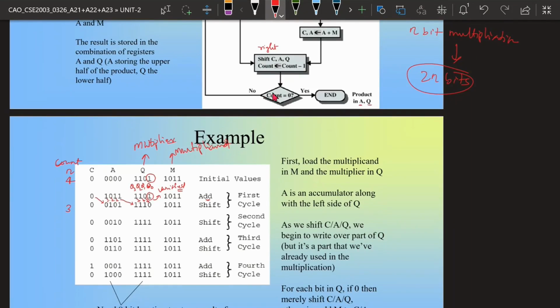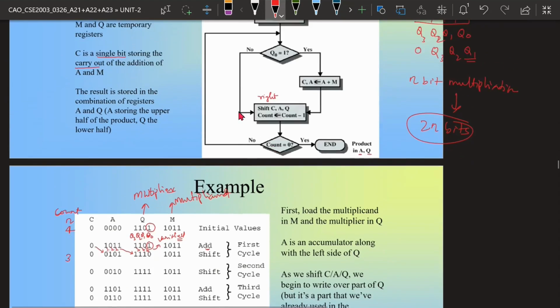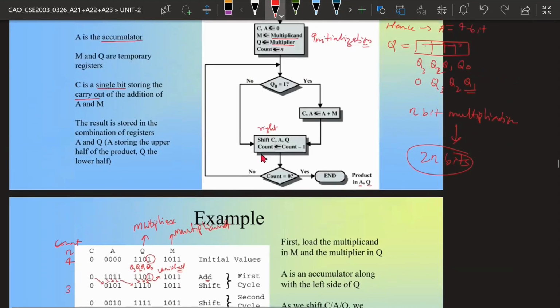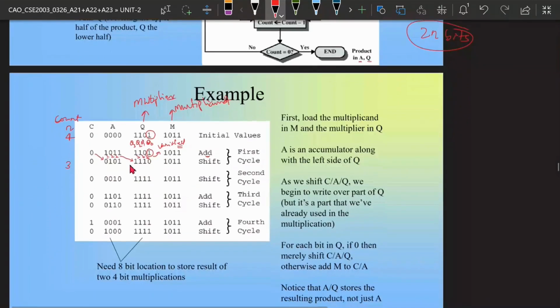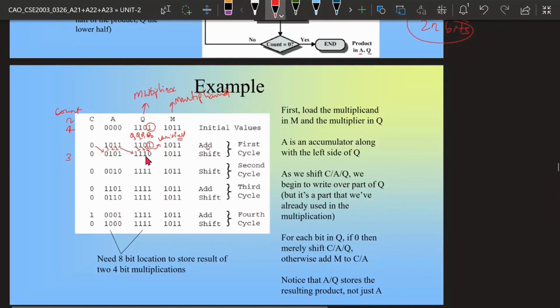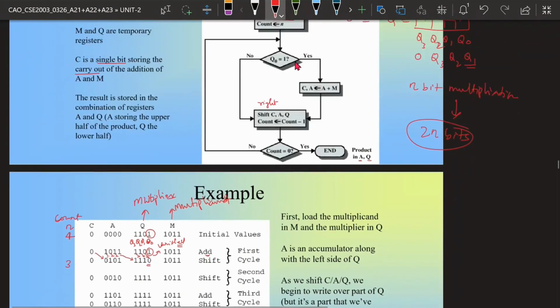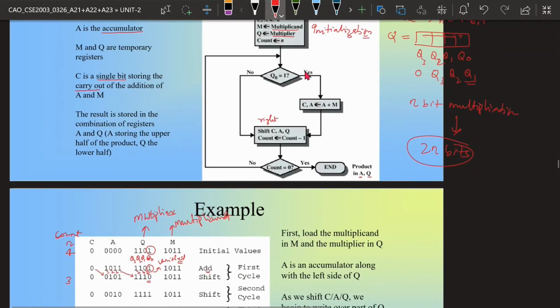Now we need to check the count value, whether the count is 0 or not. If count is not equal to 0, and it is not satisfying because it is 3, we proceed here. Again we check the Q naught value, which here is 0. If yes, it means it is 1; if no, it means it is 0. When it is 0, we go here and do the right shift of CAQ.